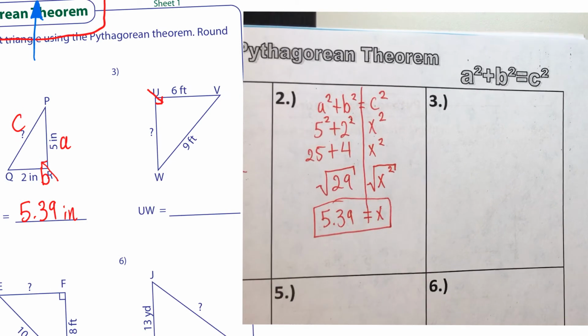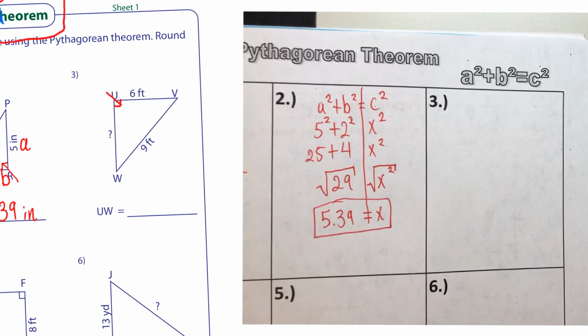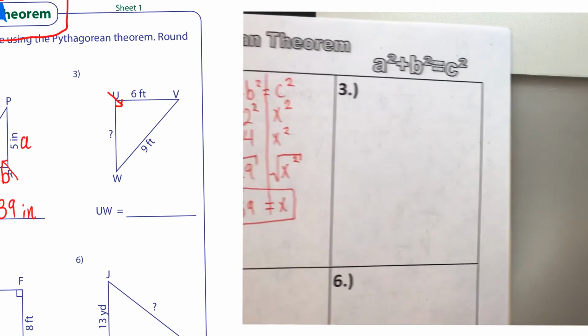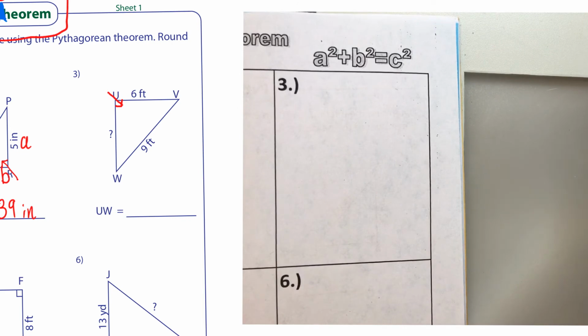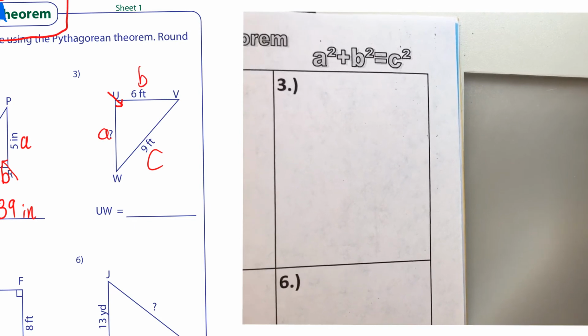All right, number 3. Okay, so there's a 6, a blank, and a 9. Which one is the C on this one? 9. The 9 is the C. It's the hypotenuse. It's that longest side. And then I'm going to say this is A and this is B.